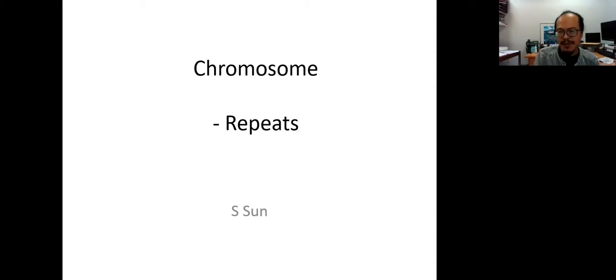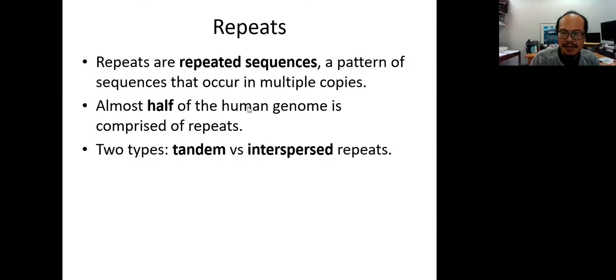So talking about repeats, right? 50% of the code is repeats. Let's learn about the repeats. So what are the repeats? The repeats are repeat sequences in the code in the sequence.